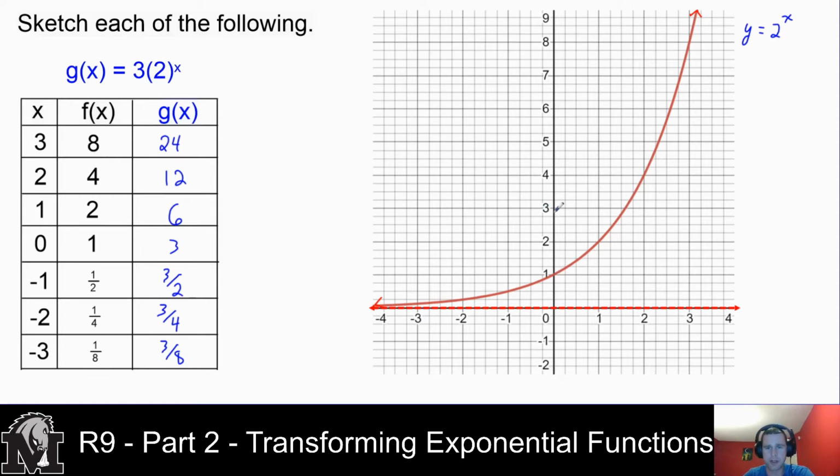So 1 times 3 is 3. 2 times 3 is 6. 4 times 3, we're off the charts. 1 half times 3 is 3 halves, so that's 1 1/2.